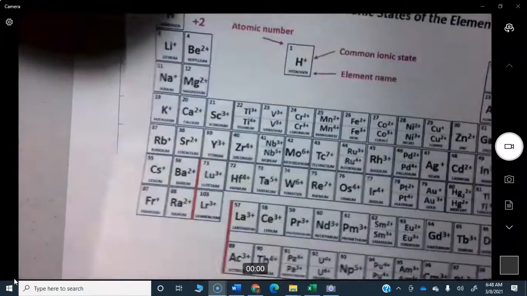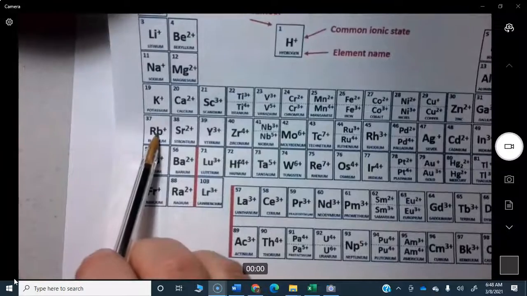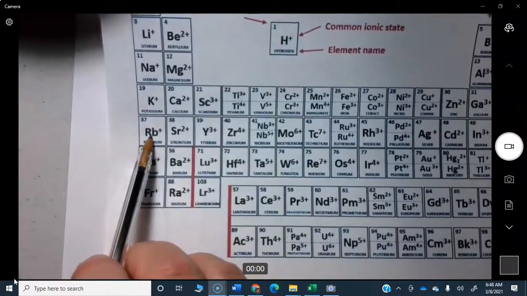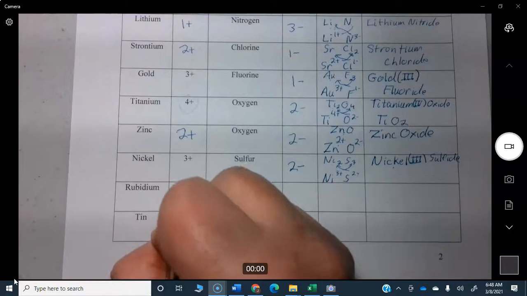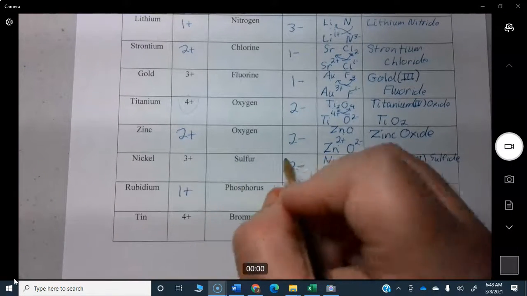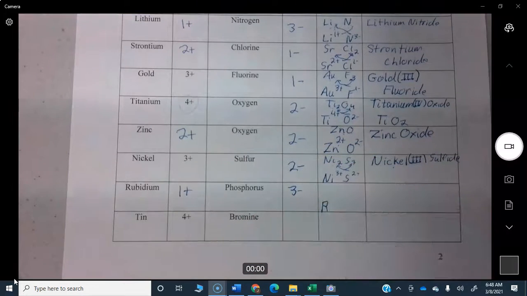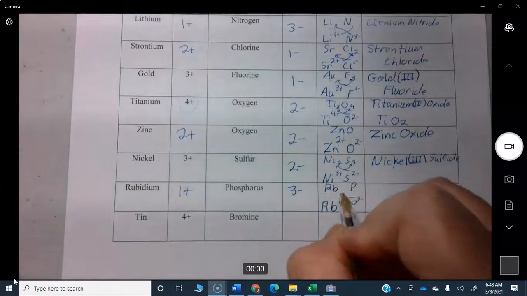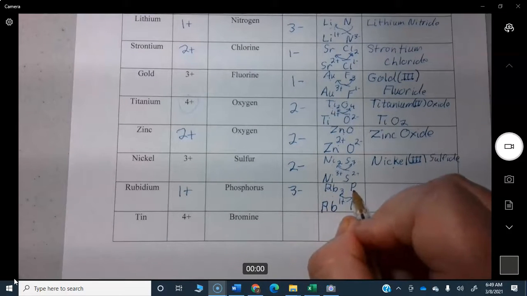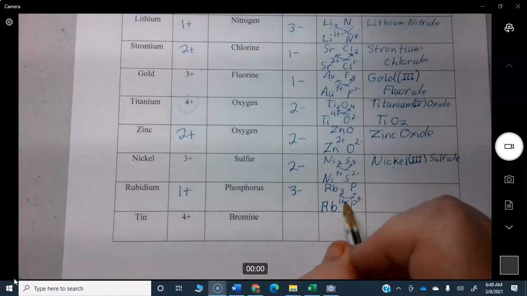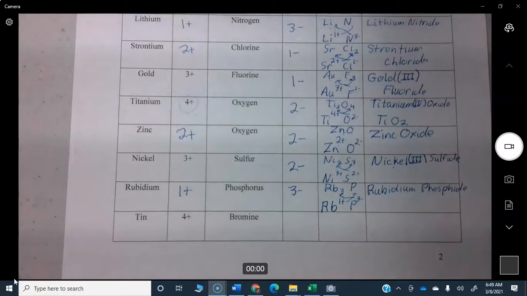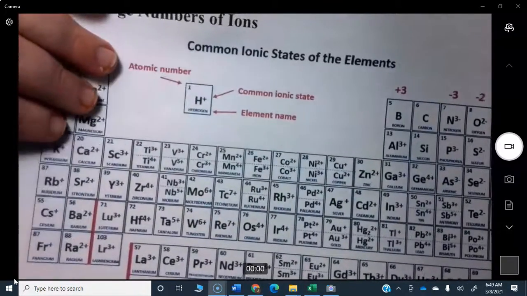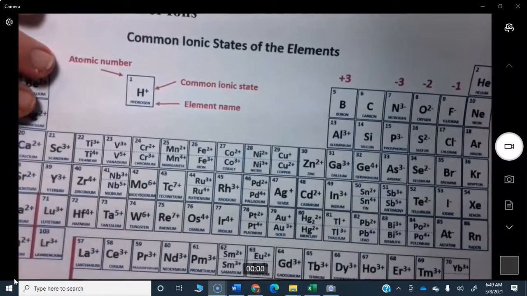Rubidium, let's find that one. That's not a very common one. It's right there though. It is an alkali metal, so it's got only one possible charge, and that's going to be a 1 plus. And phosphorus has one possible charge, and that's a 3 minus. So it's Rb3P, okay, 1P, so crossing arrows. Okay, rubidium phosphide.